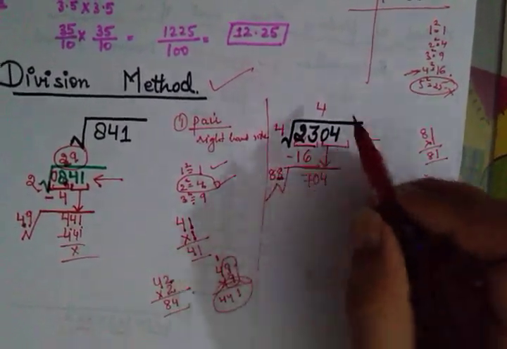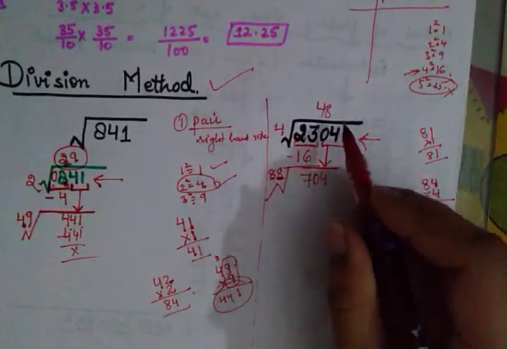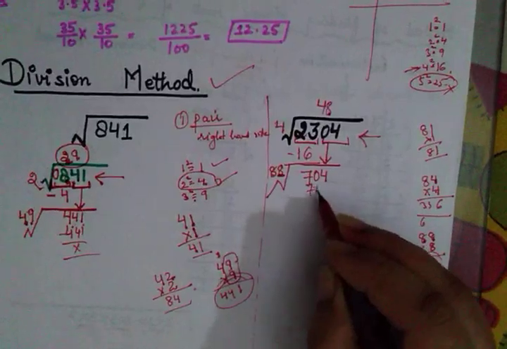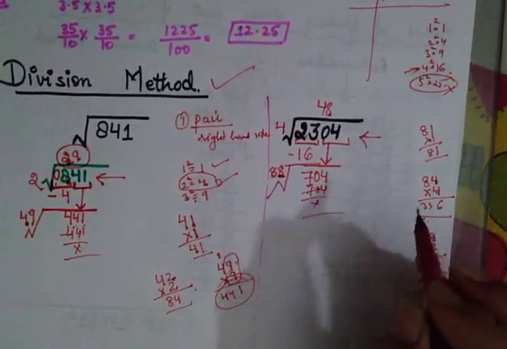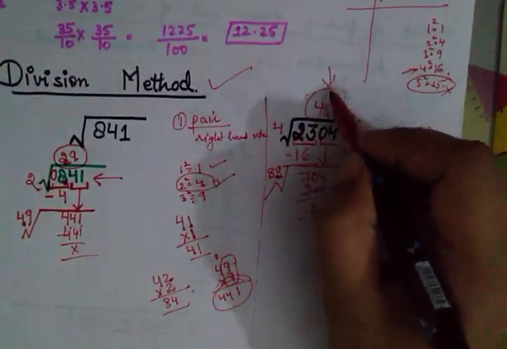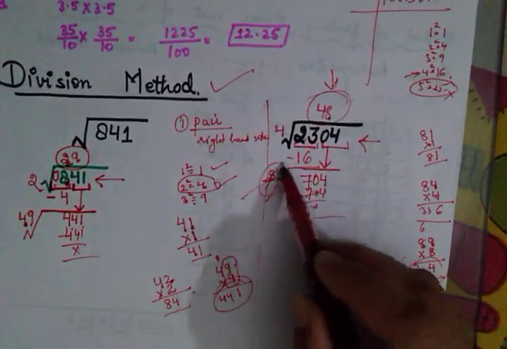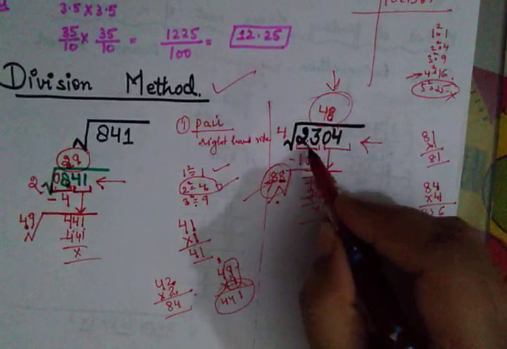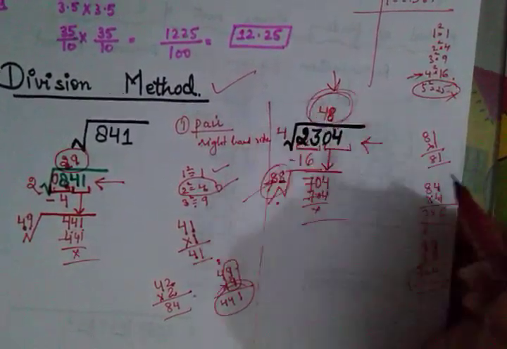So attach 8 here, 8 on the top, and 88 into 8. Only that selected number you need to multiply, okay? So 704 subtracted nil, and number on the top is my answer. Please don't get confused. This is not your answer. The number which you are getting on the top is your answer. So 2304 square root is 48.